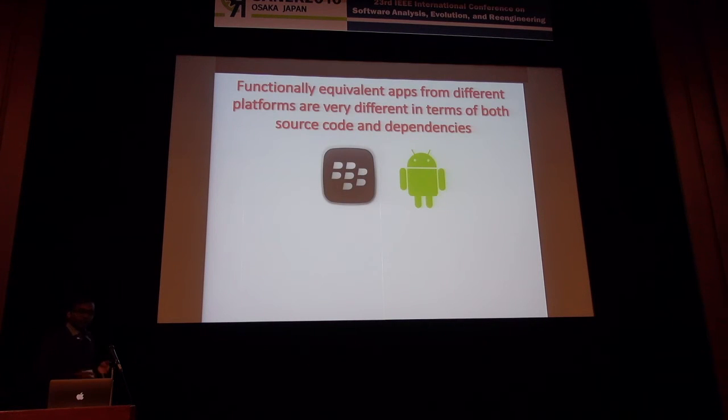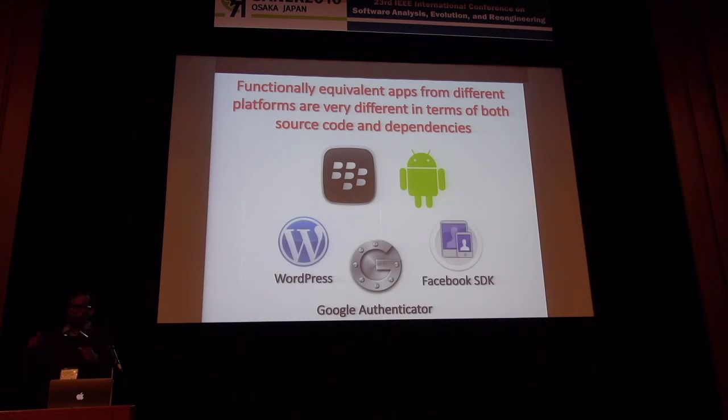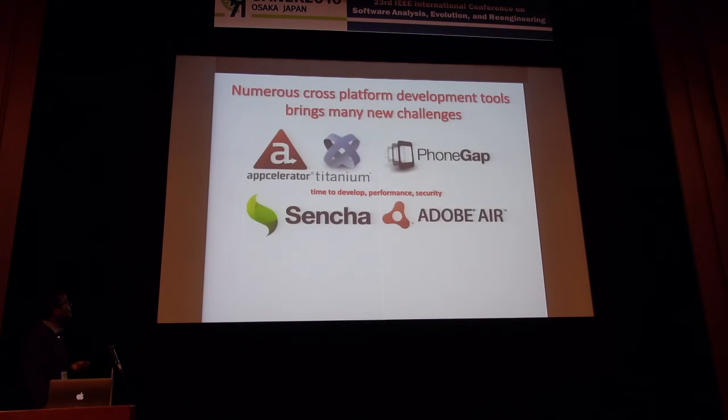In terms of development, we found that functionally equivalent apps, right? So apps like WordPress, Google Authenticator, and the Facebook SDK that is used in apps, but for the BlackBerry platform and for the Android platform, are actually very different. So depending on the platform, the size of the libraries change, and the dependencies also change a lot. So there's a lot of interesting challenge when it comes to developing for cross-platform applications.